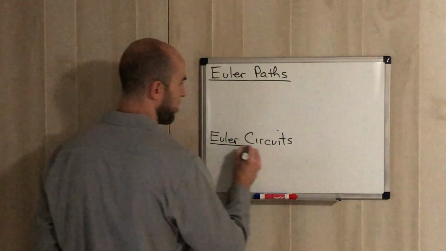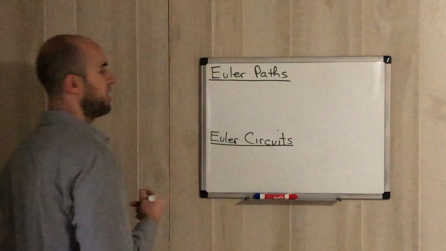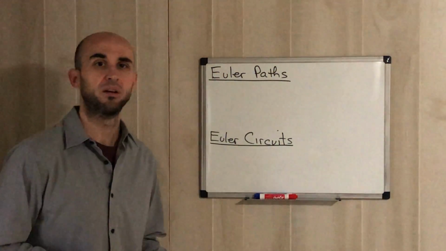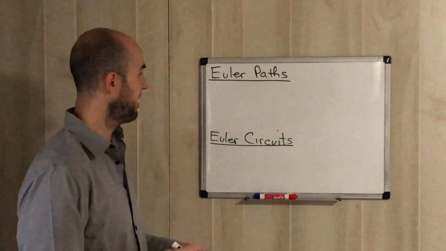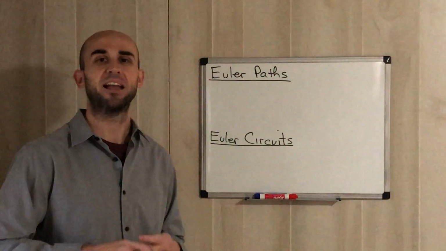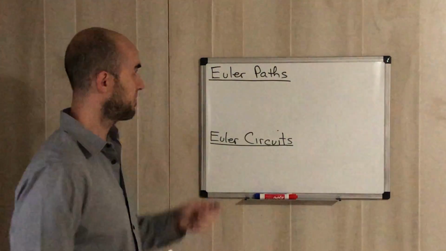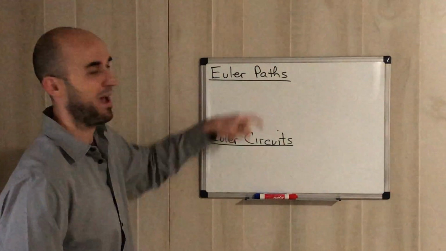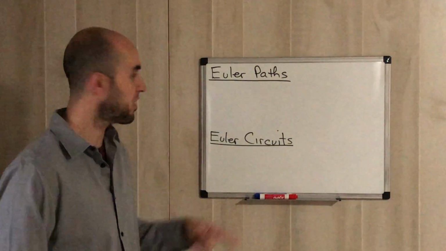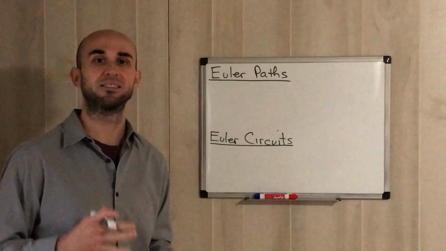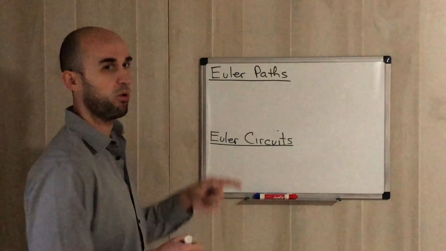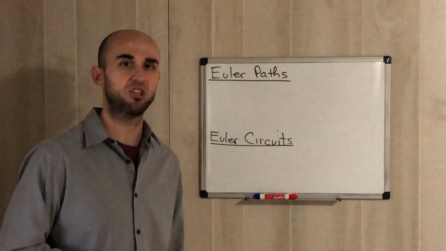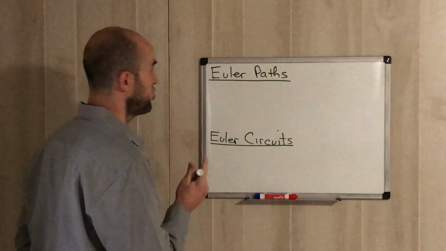When we worked with Euler circuits the other day, we knew that since it's a circuit, it has to end where it started. A path ends at a different point than where it started. So the difference between a path and a circuit is that a path ends at a different vertex than where it started, while a circuit ends at the same vertex where it started. And since they're Euler paths and Euler circuits, you can only use each edge once. It can only be used once.